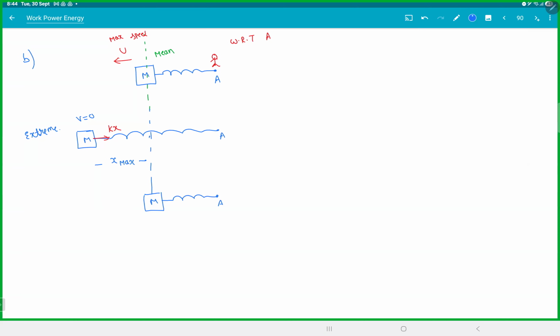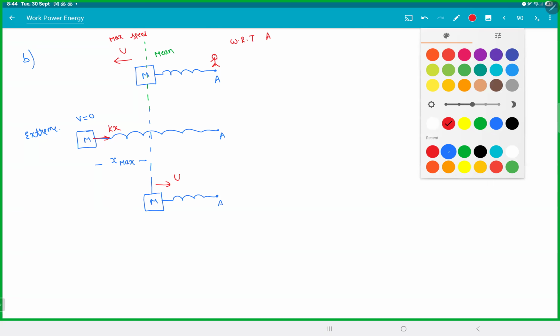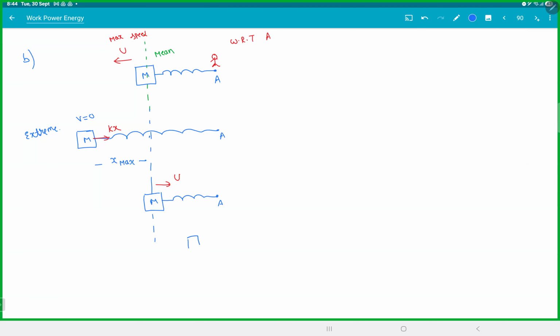But this time when it comes back, the speed becomes u on the right-hand side. Make sense? And it won't stop there. The block will continue to go further, then it will stop somewhere here. Then again v becomes 0. This will be another x max, and then the block will keep moving. So this block will just keep doing this forever. Again, with respect to A, this is what A will think.